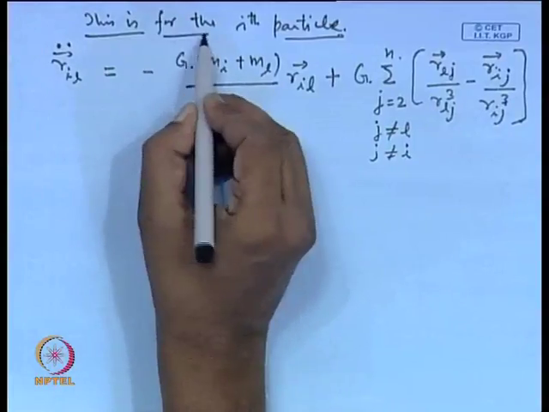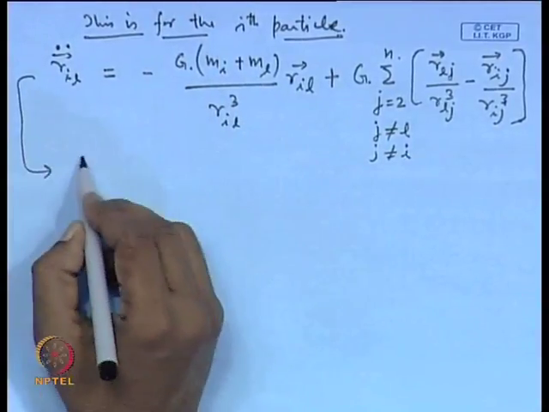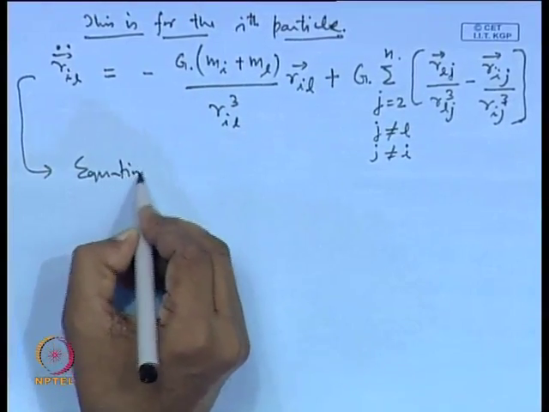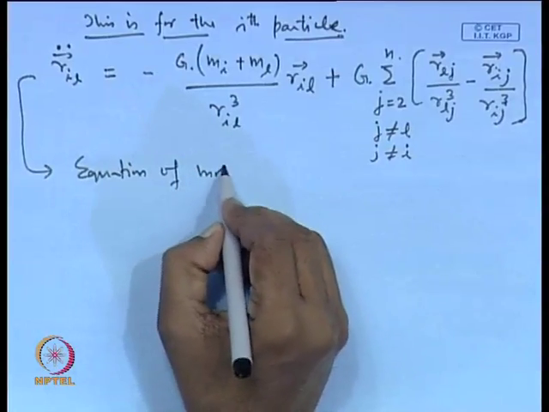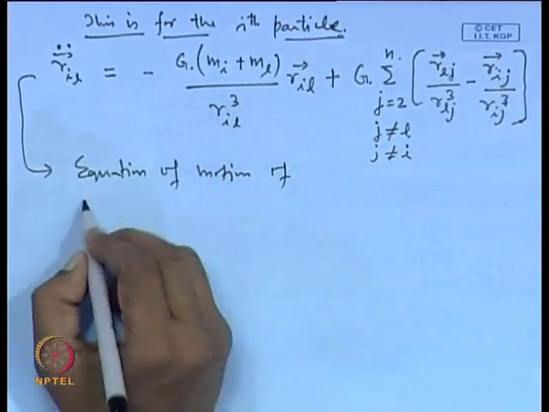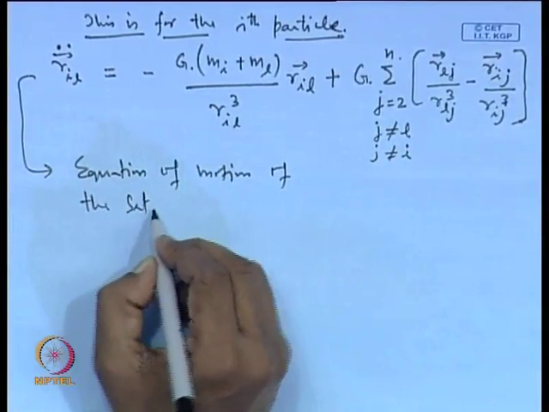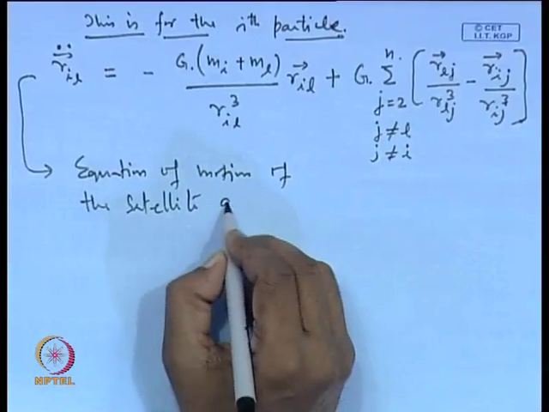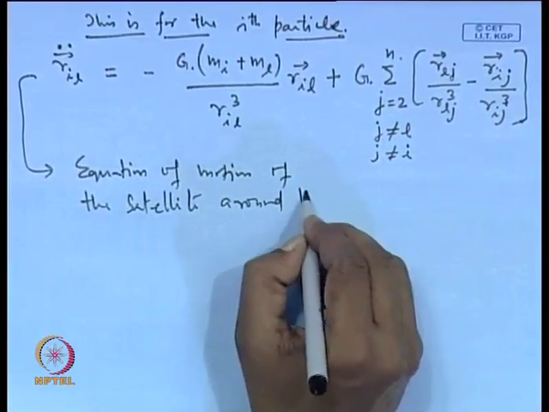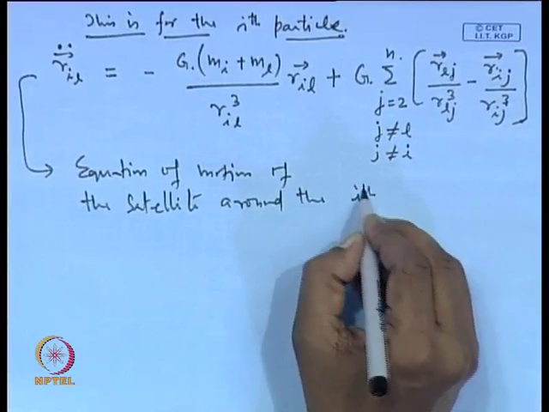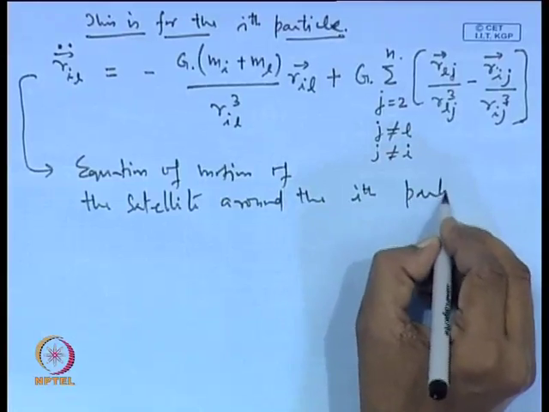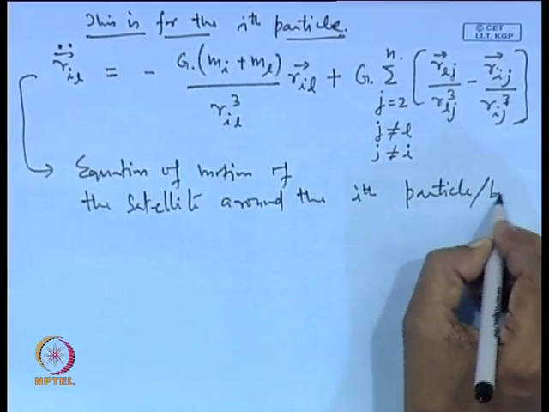So, equation of motion. So, this indicates the equation of motion of the satellite around the ith particle slash body.